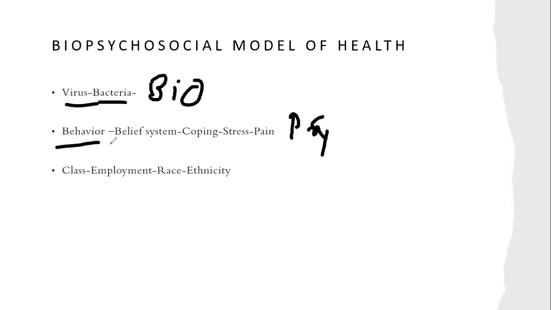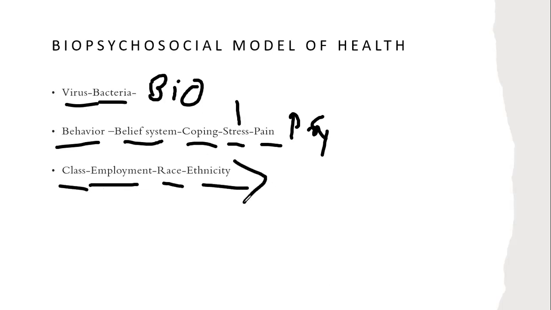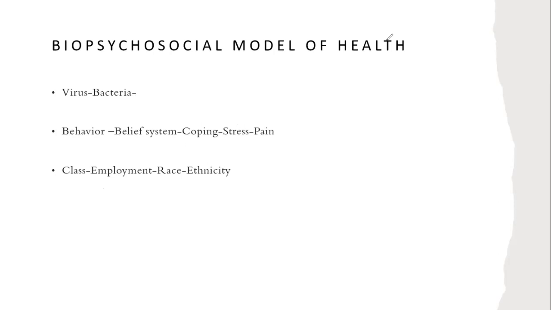When we look at psychology, we look at behaviors, we look at actions, we look at the systems of belief. What are their attitudes, their levels of coping, their stress? What is that stress? Is it good stress? Is it bad stress? Pain, there's all those factors. And then the social model, their class, their employment, race, and ethnicity. We're going to dive a little bit more deeper into those throughout the course. We don't get all those right now, but those are important to understand.